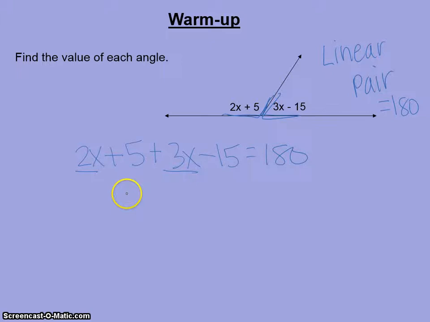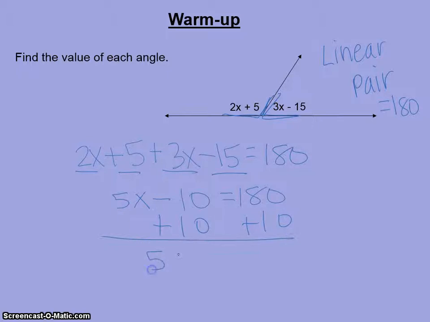So 2x and 3x gives me 5x. 5 minus 15 is going to give me a negative 10, set equal to 180. Then when I add 10 to both sides, I get 5x equals 190. So then I divide by 5 so that my value of x is going to be 38.